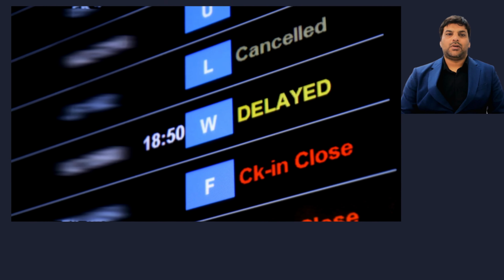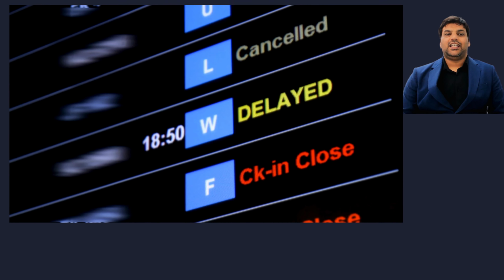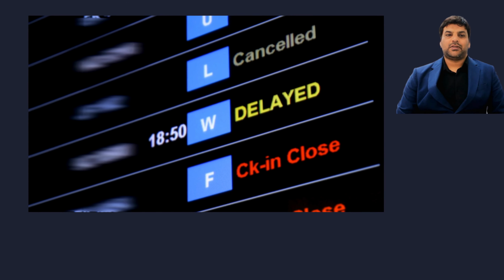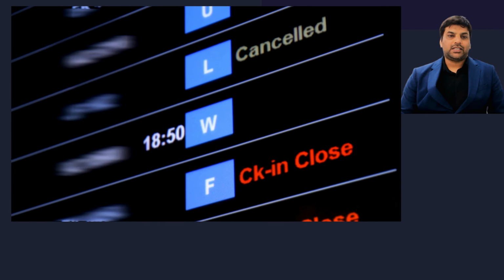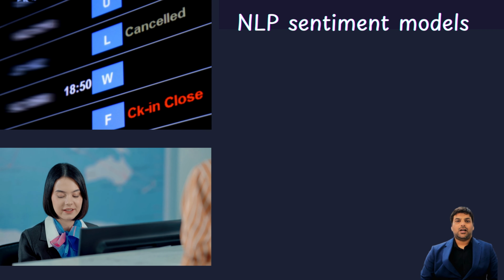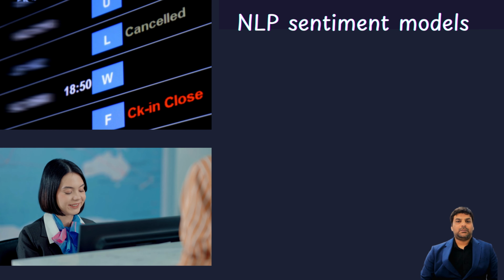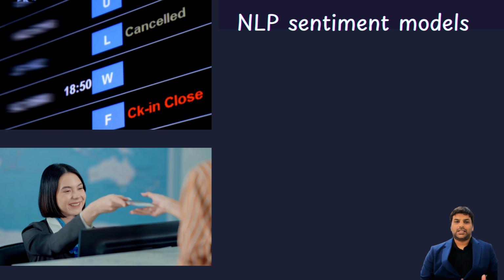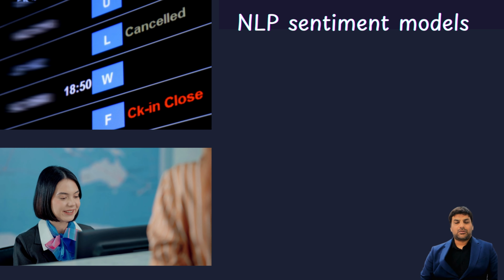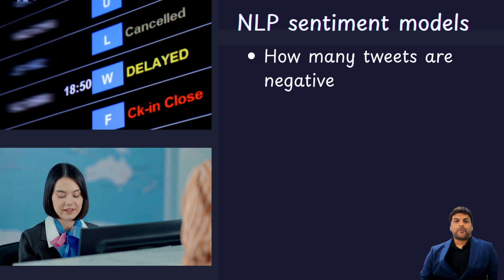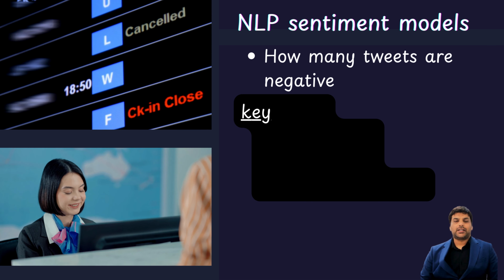Let's see another example, brand monitoring on social media. Let's say you work at a global marketing company in the airline business. After a flight delay incident, thousands of tweets or Facebook messages flood in. Then what does our sentiment NLP model suggest? It suggests three important things. For example, how many tweets are negative out of 100, and which keywords are more common.